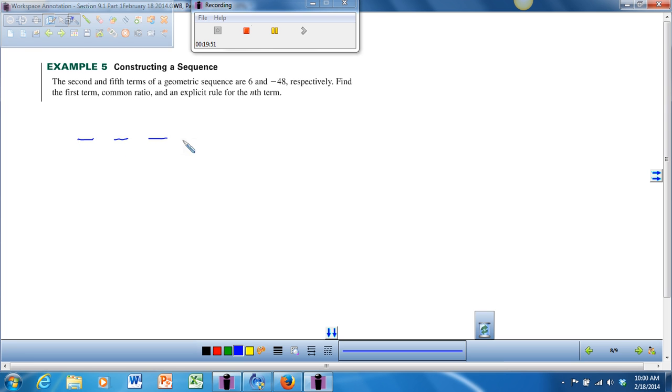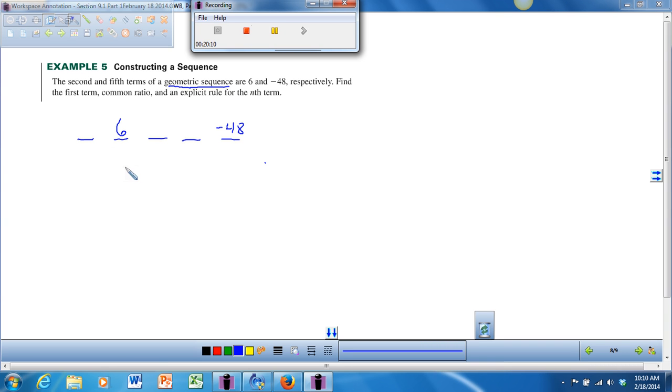So, we know that it is a geometric sequence and the second term is 6, and the fifth term is negative 48. Find the first term, the common ratio, and the explicit rule. Tell me what you did to solve.